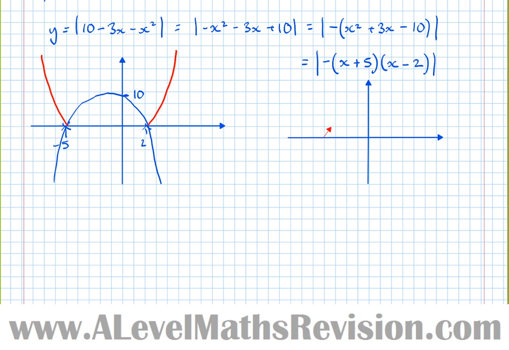Going straight from our rough answer. So that's 10 minus 5 and 2. And that's the graph of y equals 10, the modulus of 10 minus 3x minus x squared. So they're the steps you have to follow.